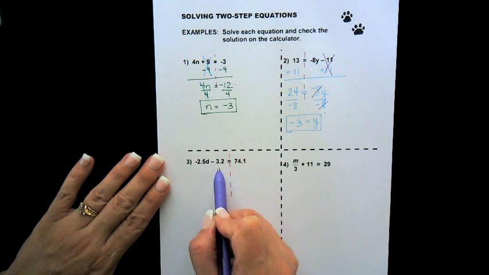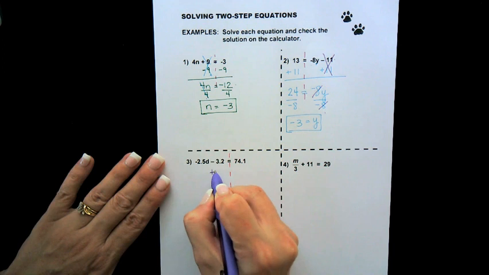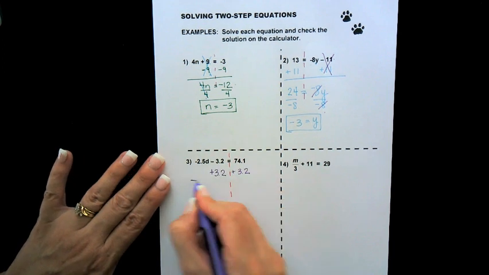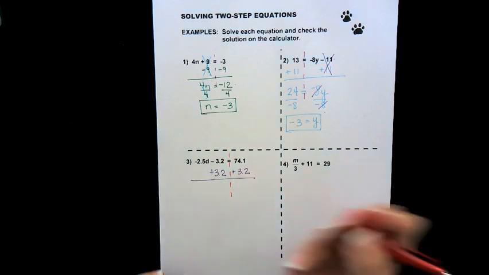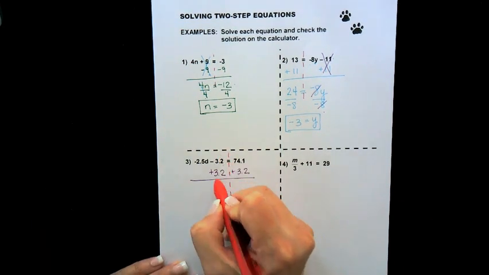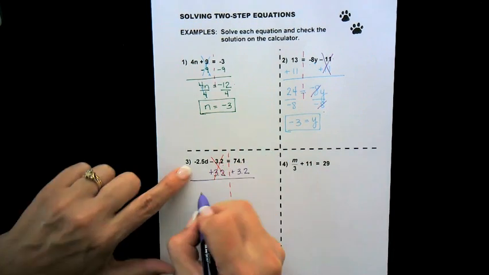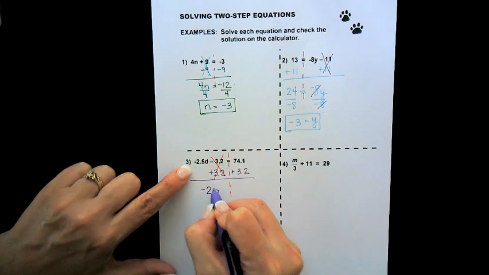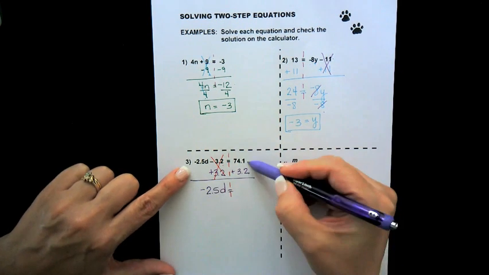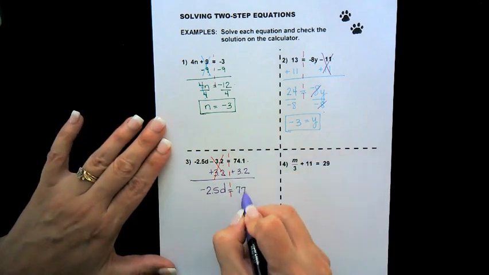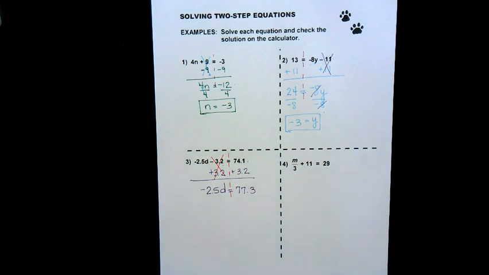The opposite of subtracting 3.2 is to add 3.2. We do that because subtracting 3.2 and adding 3.2 cancel each other out. We're left with negative 2.5d equals, and then I've got 74.1 plus 3.2. That gives me 77.3.